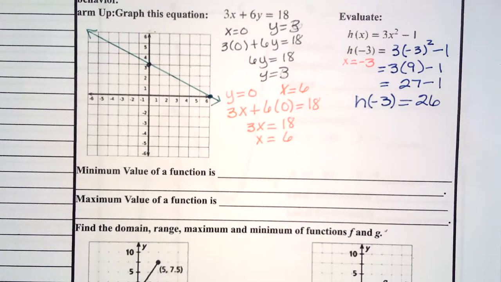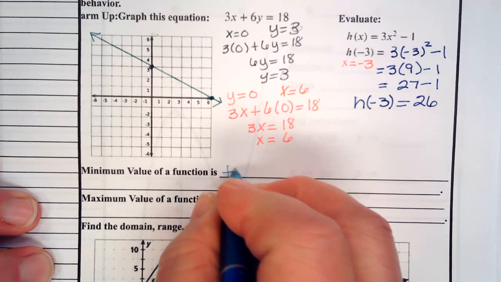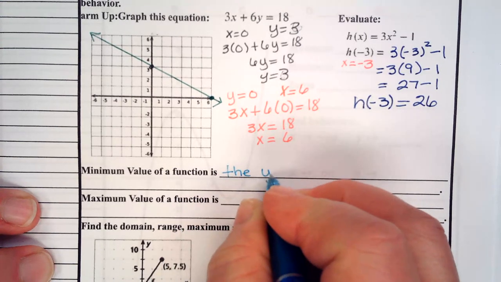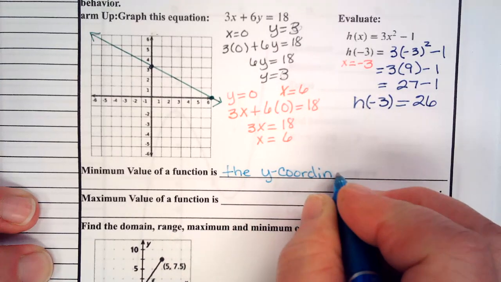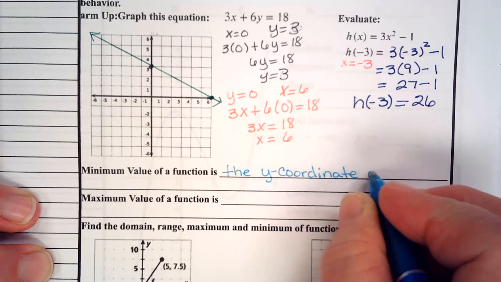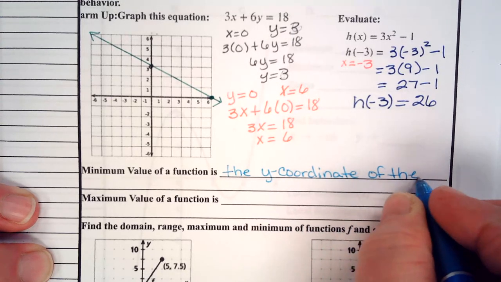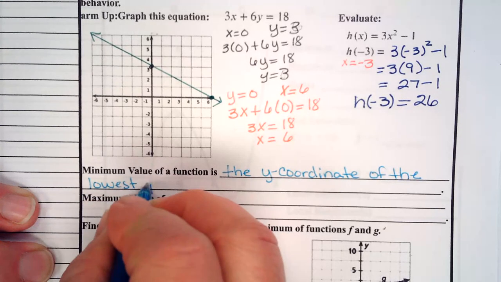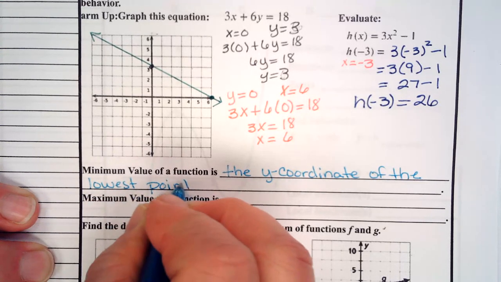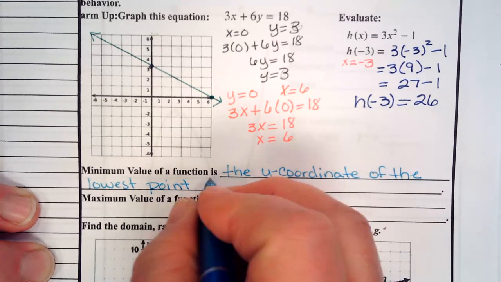Okay, what is the minimum value of a function? The minimum value of a function is the y-coordinate of the lowest point of the graph of a function. The y-coordinate of the lowest point on the graph of a function.